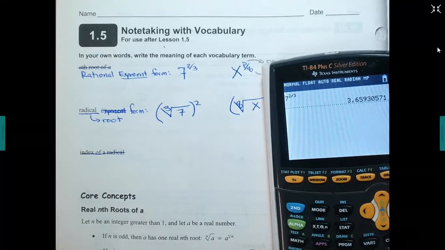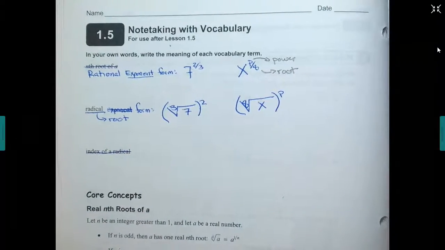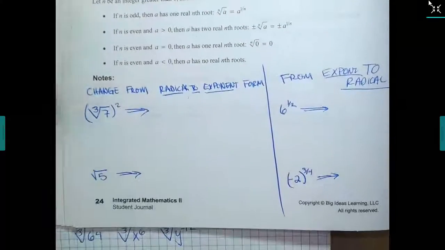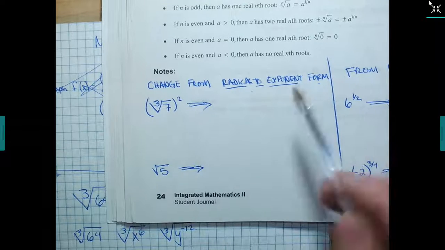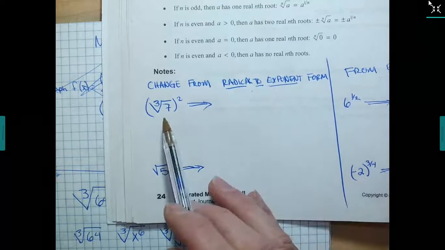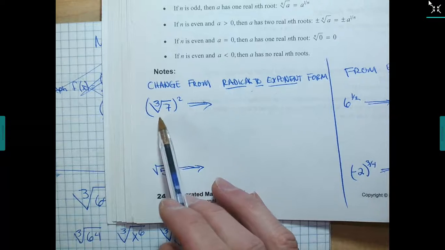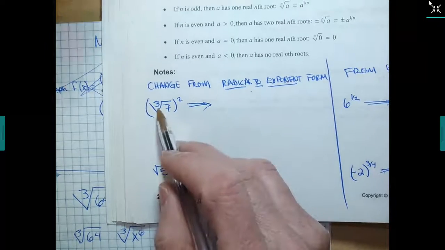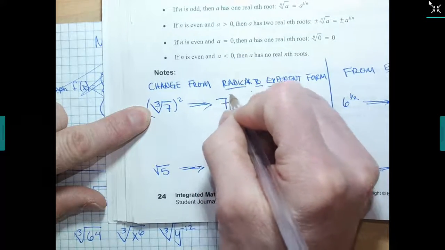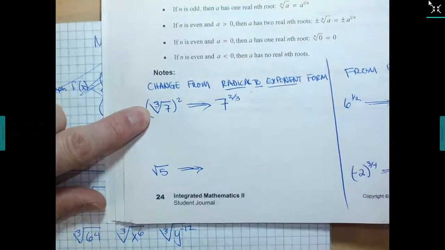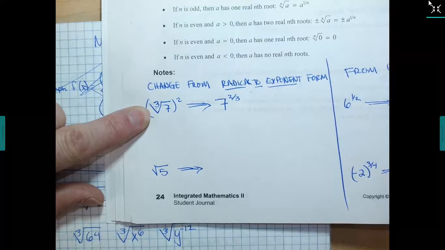All right. Now, let's deal with this. Let's change a couple from the radical form to the exponential form. So starting in the radical form, starting in our root form, and let's change it to exponents. So we're going to have our number with the power over the root. So this is 7 to 2/3. This is our first example right there.